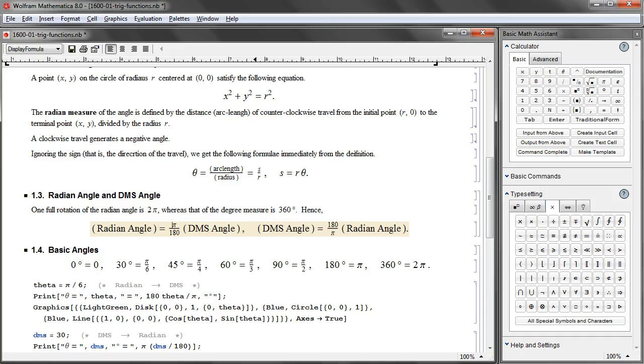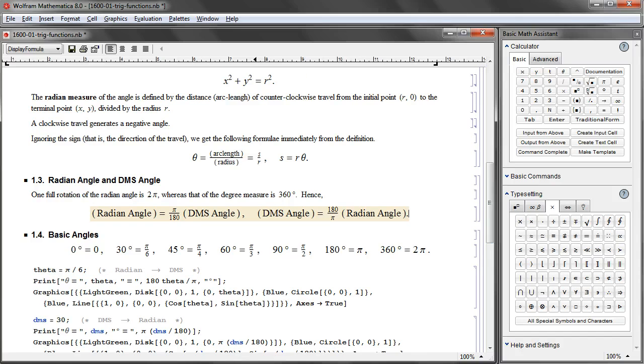And likewise, we can find the DMS measure from the radian measure by multiplying by 180 over pi. So for example, here are some basic angles. If you have 30 degrees as a DMS measure, then what is the radian measure of that? All you have to do is multiply by pi over 180, and 30 over 180 is 1/6, and then pi was there, so we end up with pi over 6. For example, what is 45 degrees? That's 45 over 180 times pi, which turns out to be pi over 4.